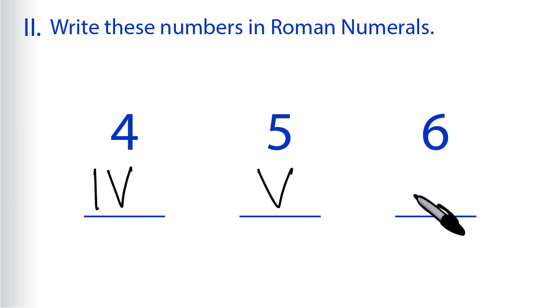And for 6, we can do something similar, but we put the symbol after the symbol 5. So if we put a symbol of equal or lesser value after an existing symbol, that means that we add to that value. So if we put an I, meaning 1, after the V, then we add to it. So VI is 5 plus 1, which is 6. So these numbers in Roman numerals, for 4 is IV, for 5 is V, for 6 is VI.